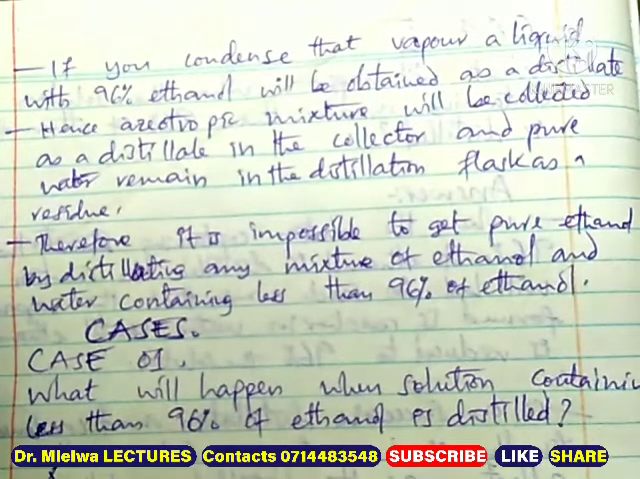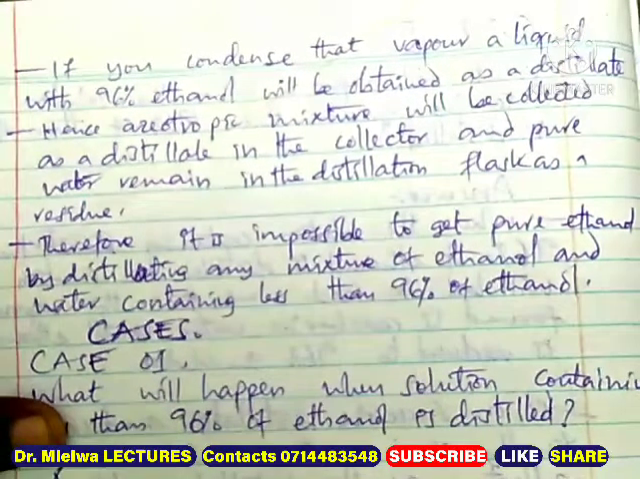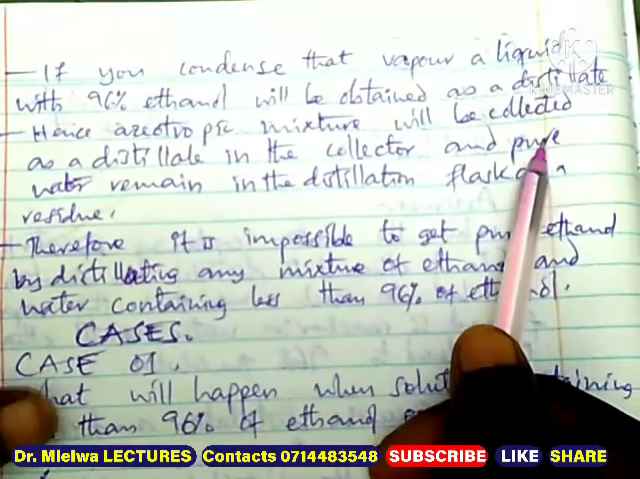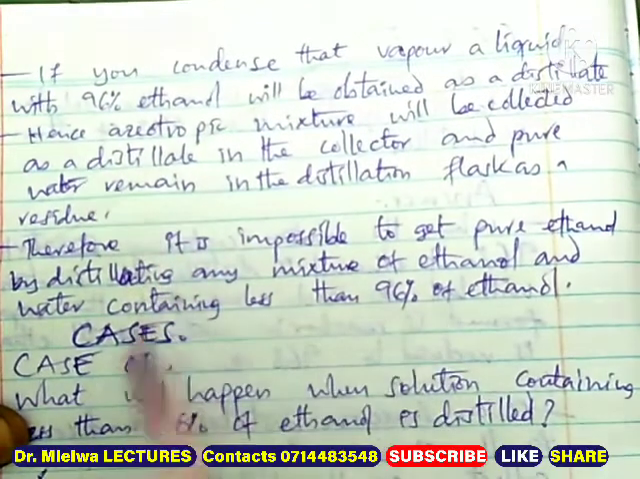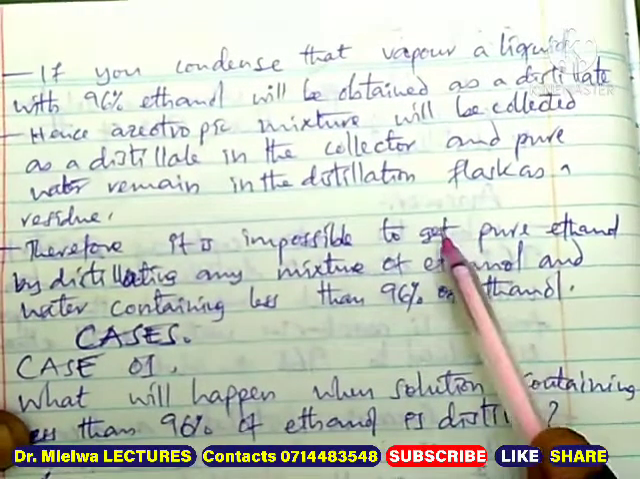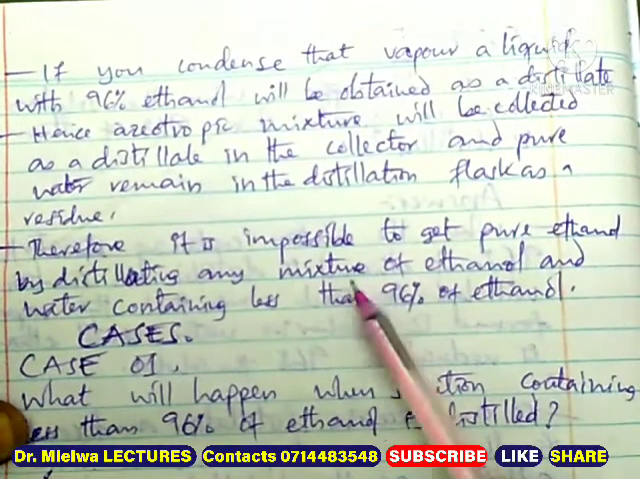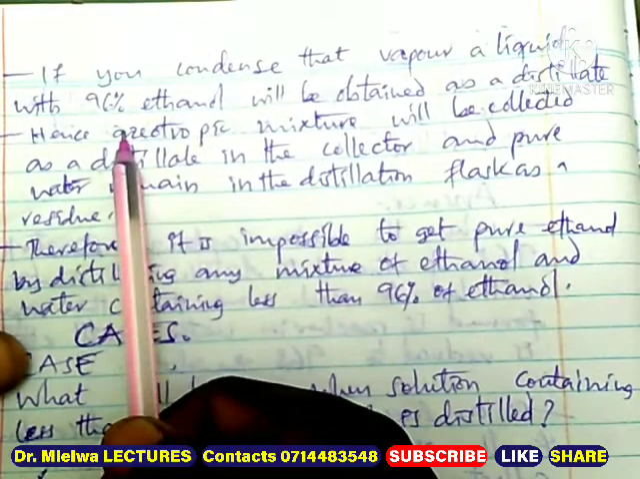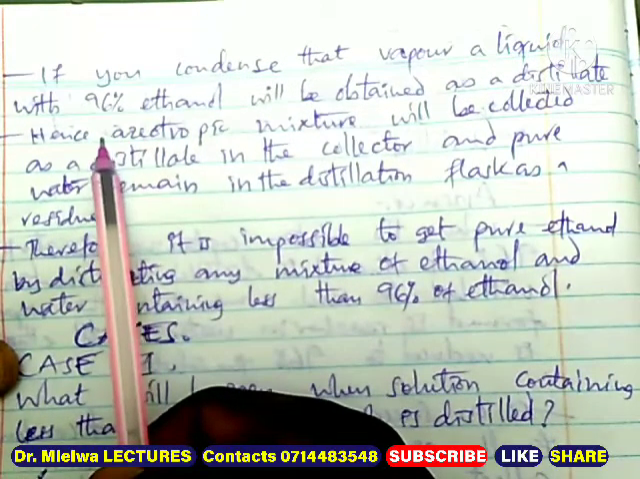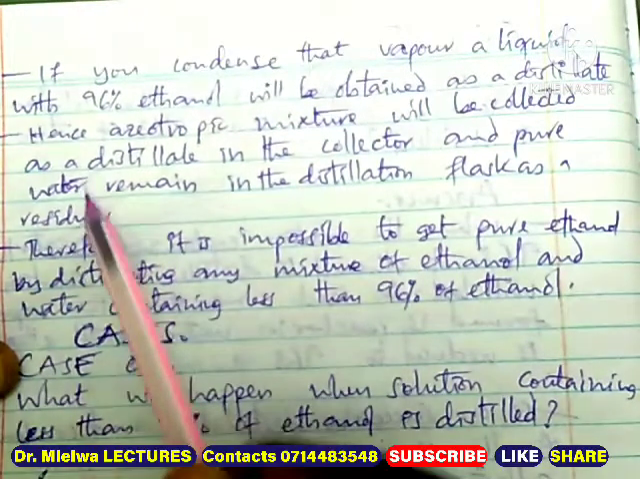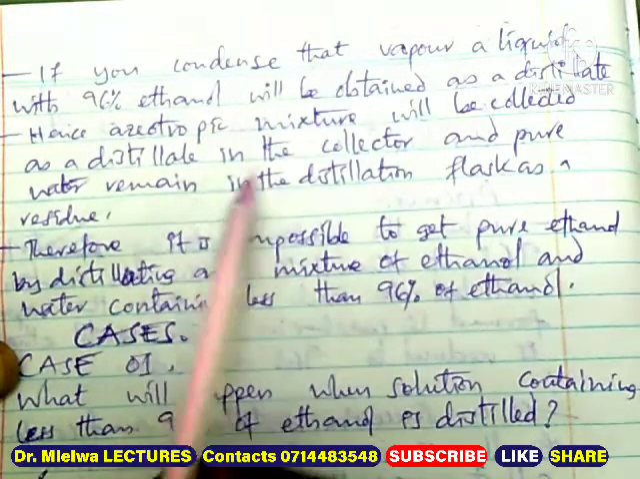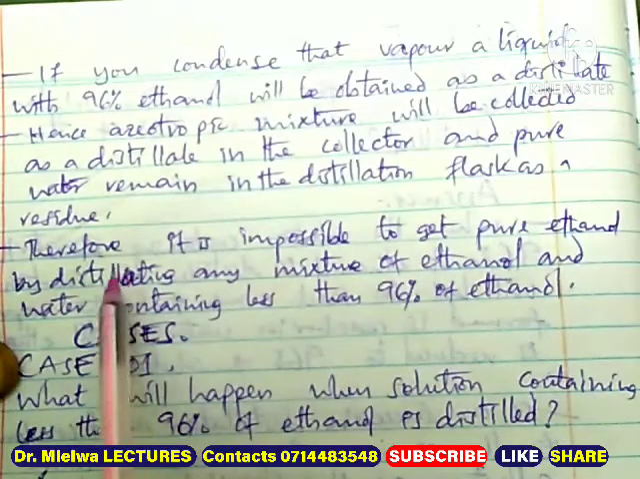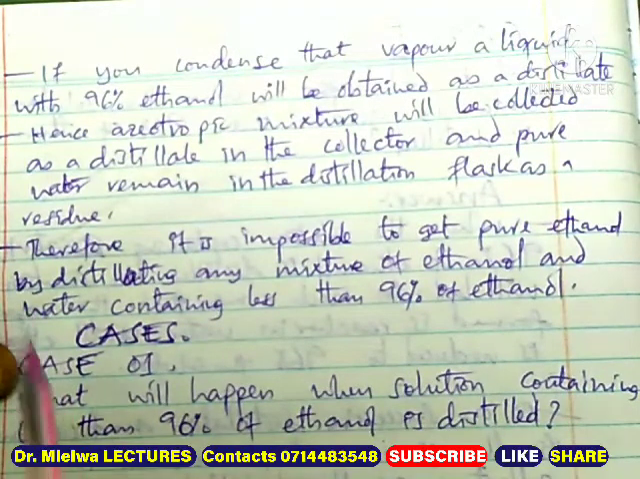Sasa basi tunasema kwamba yule vapor ambaye ni C3, if you condense that vapor, a liquid with 96 ethanol will be obtained. Tumefanya successive distillation and condensation, tumepata vapor ambaye ana 96. So tukicondense tutapata liquid ambaye ana asilimia 96. Huu liquid tayari ni isotropic mixture. Hata tukimboil tena na tena tutapata ile. Hence isotropic mixture will be collected as a distillate in the collector and the pure water remain in the distillation flask as a residue.